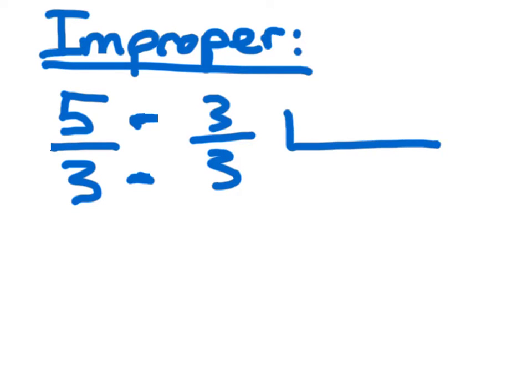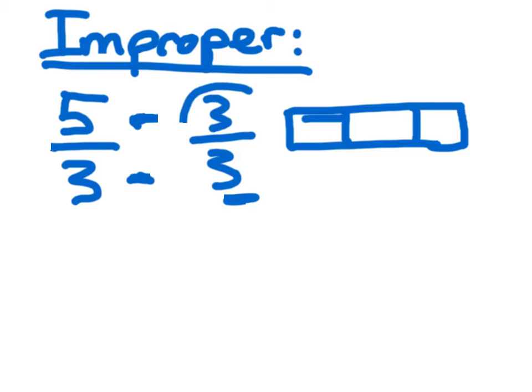That looks like this. So there's our piece, and it's cut up into 3s because the denominator is 3. So 1, 2, 3, and we have all 3 pieces, so it's all colored in. 1, 2, 3. But we had 5 over 3, not 3 over 3.